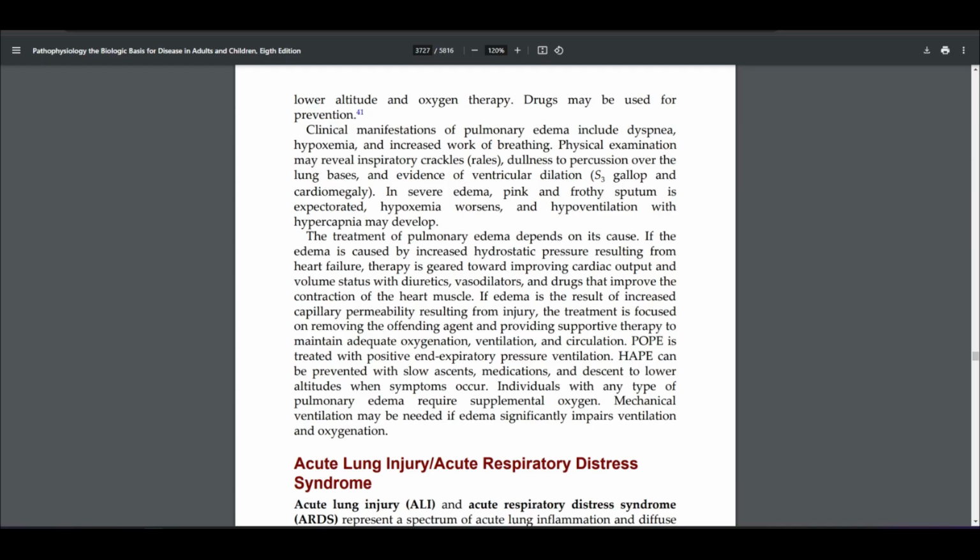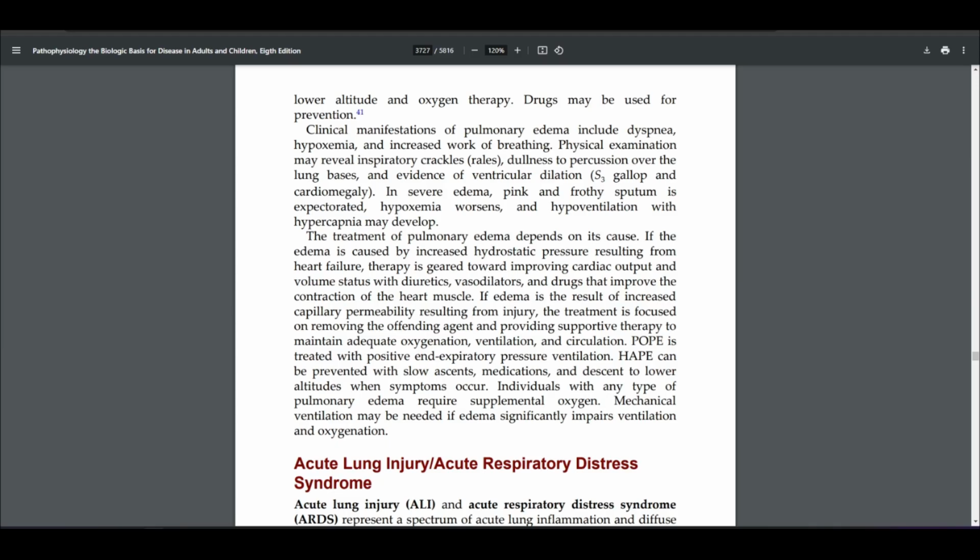Clinical manifestations of pulmonary edema include dyspnea, hypoxemia, and an increased work of breathing. Physical exam may reveal inspiratory crackles, dullness to percussion over the lung bases, and evidence of ventricular dilation, an S3 gallop, and cardiomegaly. In severe edema, pink and frothy sputum is expectorated, hypoxemia worsens, and hypoventilation with hypercapnia may develop. The treatment of pulmonary edema depends on its cause.